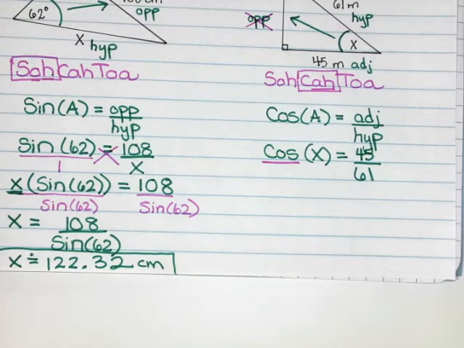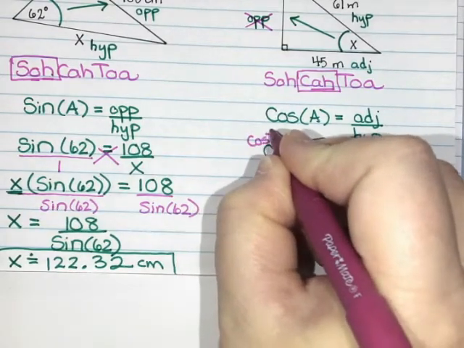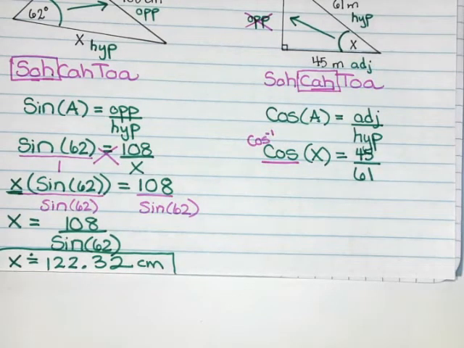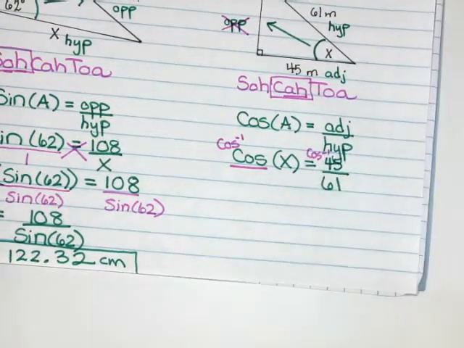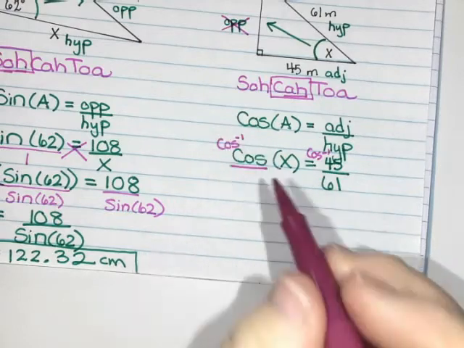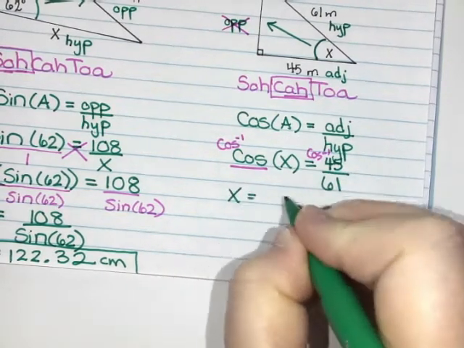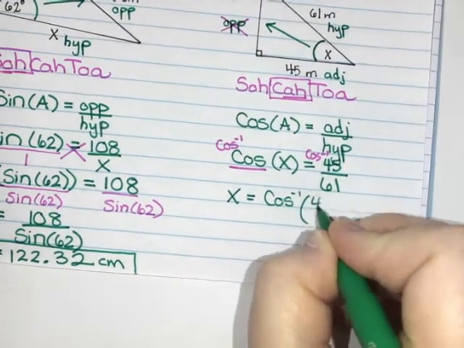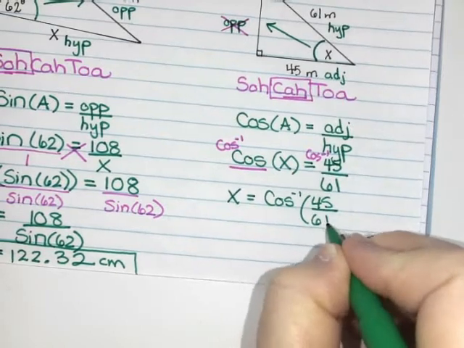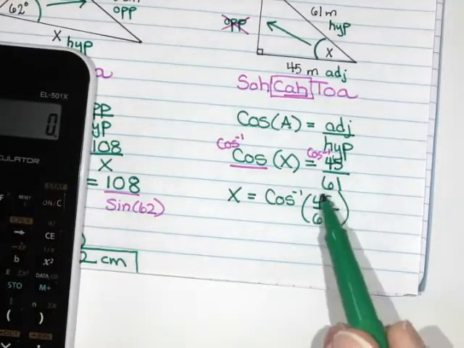How do I get rid of the cosine? I do its opposite operation, which is called the inverse cosine. It looks like a cosine with a little exponent of -1, and I'm going to do the inverse cosine of both sides. This is going to cancel out that cosine to leave me with just x. And then on this side, I'm going to have the inverse cosine of 45 over 61. You'll notice I put the 45 over 61 in a bracket to show that we're doing the inverse cosine of the whole thing.